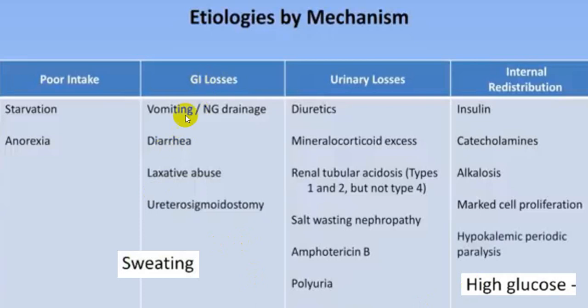As far as GI loss is concerned, persistent vomiting, nasogastric drainage, diarrhea, laxative abuse, and if the person has undergone ureterosigmoidostomy, that can lose a good amount of potassium.